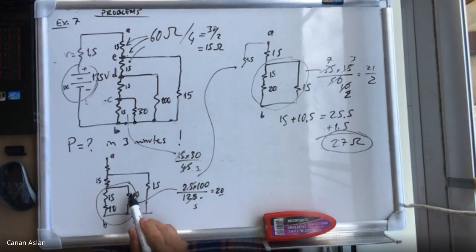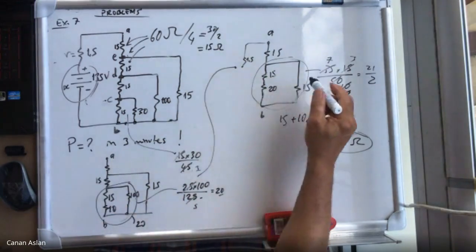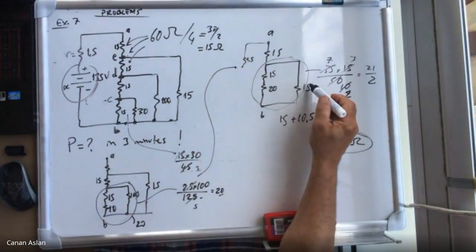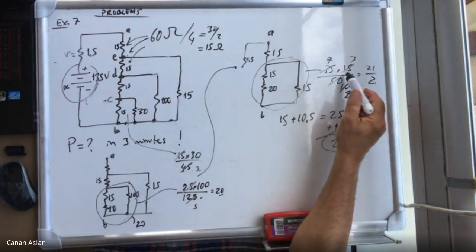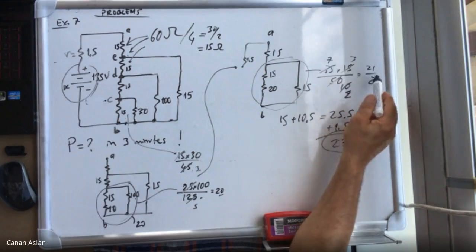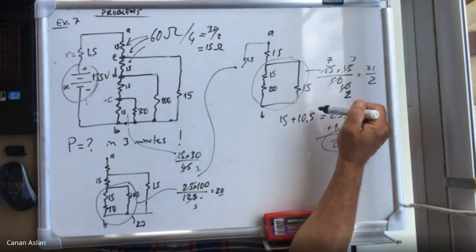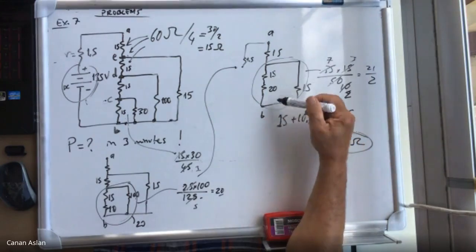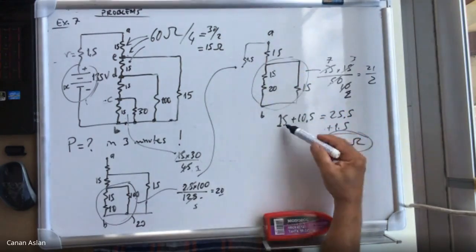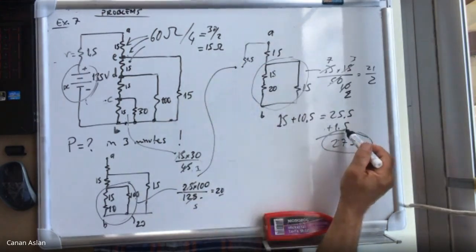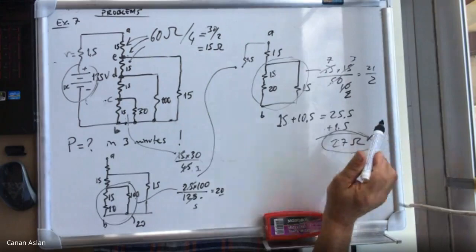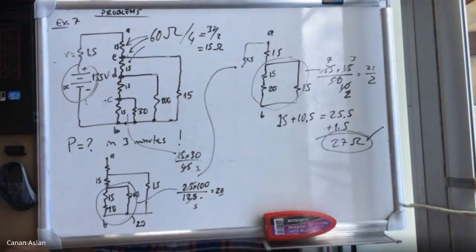So this is 20. Now if this is 20, it is to be added to 15, which is 35. Now this is 15 ohms, 35 times 15 divided by 50, and we just checked this 21 over 2, which was 10.5, and 15 ohms is to be added to this one, 25.5, and another 1.5 gives you just 27 ohms. This is correct. Okay, 27 ohms is correct.